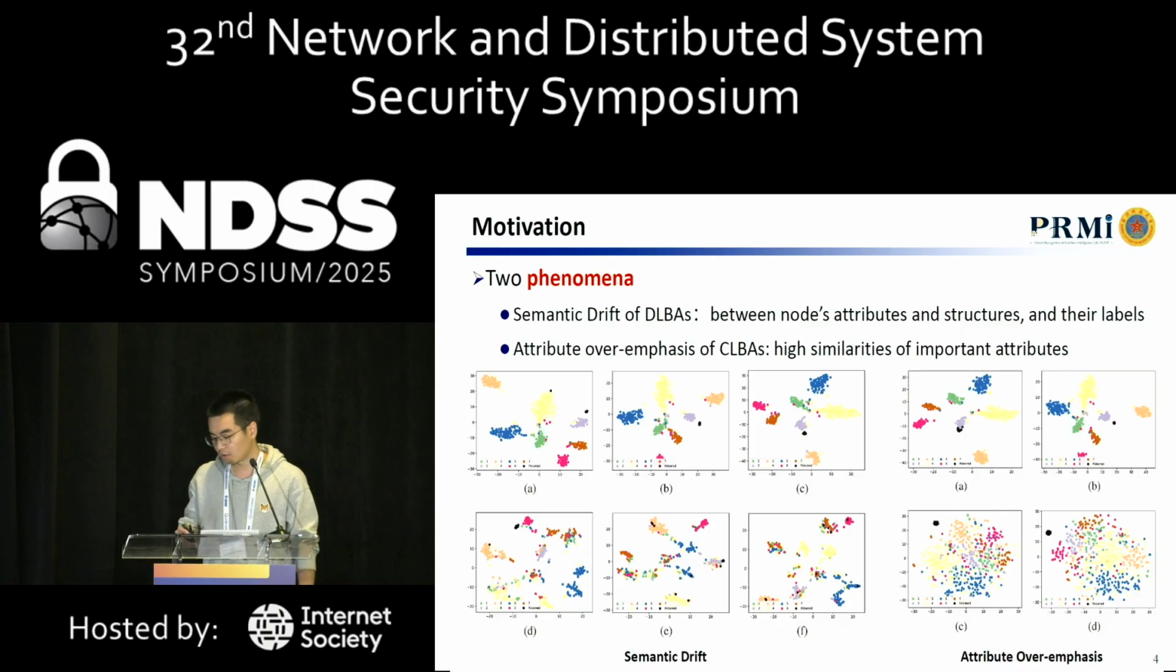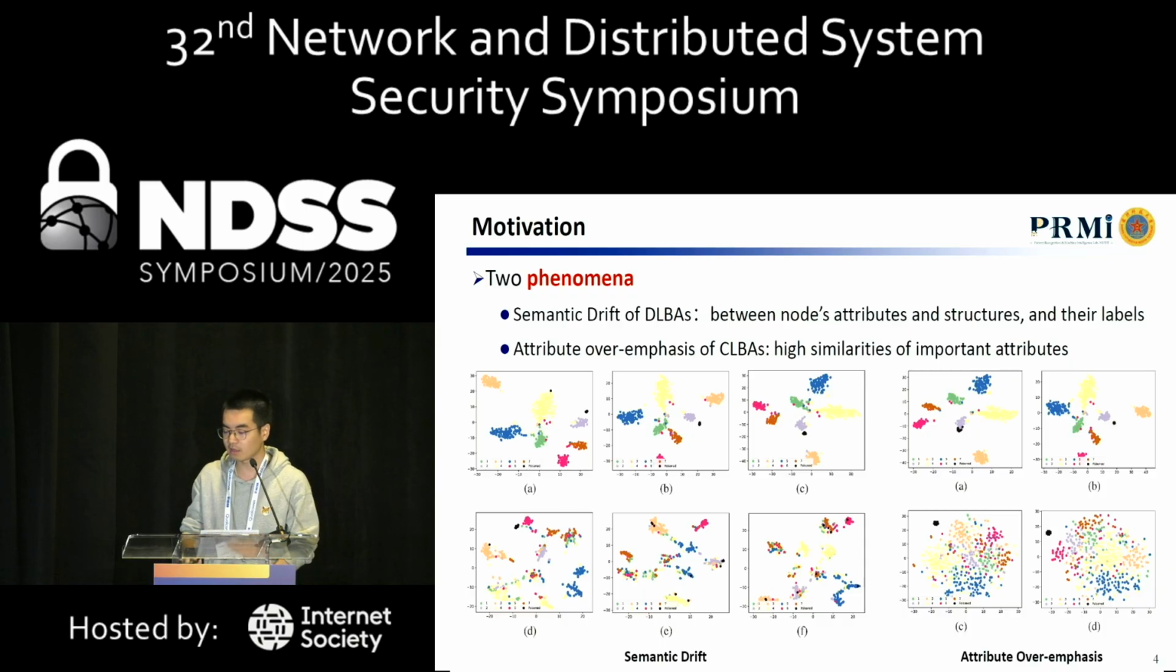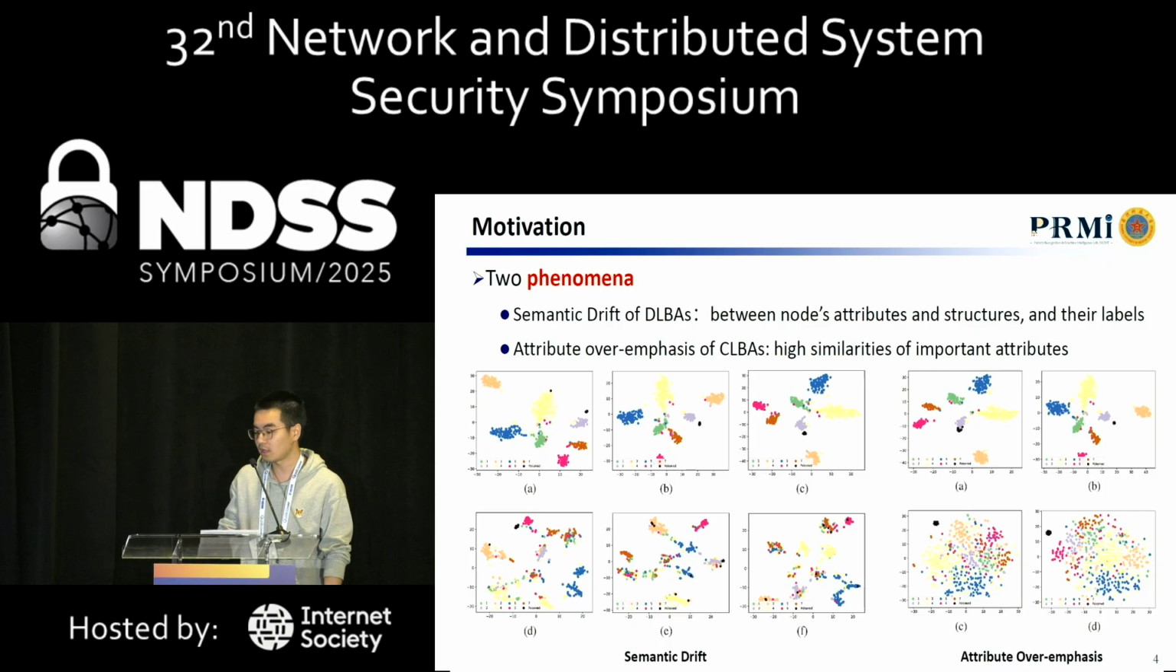And in the second row, the left part is also a t-SNE visualization, but from a model trained without label information using self-supervised learning. And now the poisoned nodes are no longer clustered near the target label. This reveals that dirty label attack causes semantic drift, as the injected trigger alters the semantic meaning of poisoned nodes.